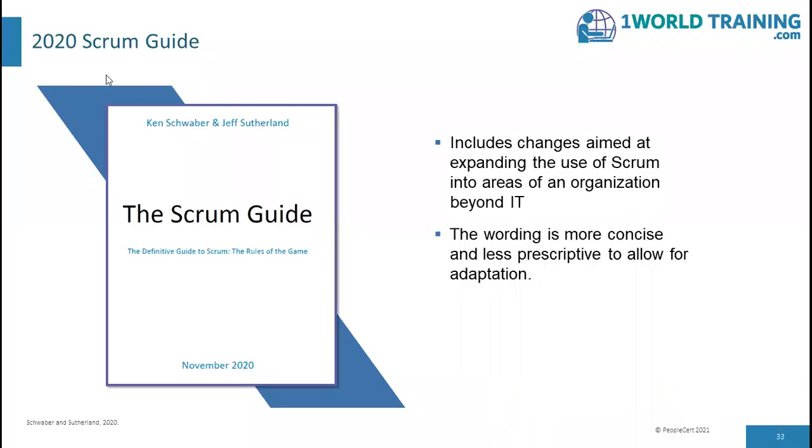Moving on. This course material is based on the 2020 Scrum Guide, which is written by Ken Schwaber and Jeff Sutherland, the co-inventors of Scrum. It's the definitive guide to Scrum, the rules of the game, published in November 2020. It includes changes aimed at expanding the use of Scrum into areas of an organization beyond IT. The wording is more concise and less prescriptive to allow for adaptation.